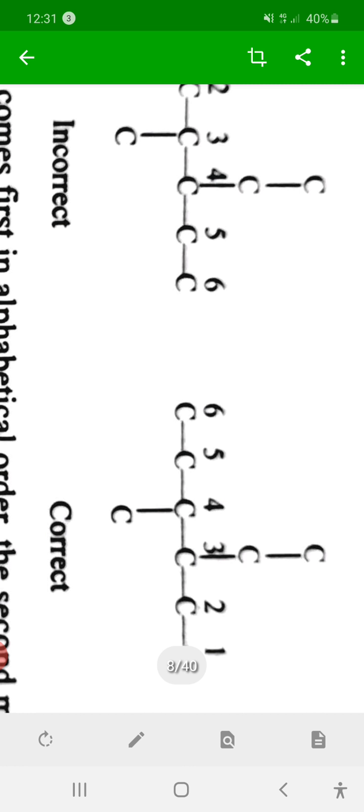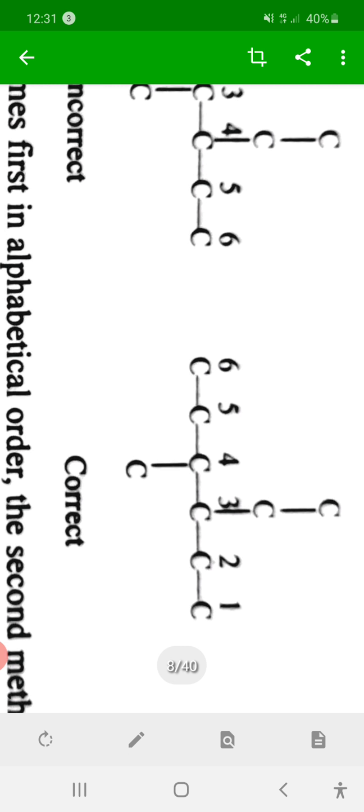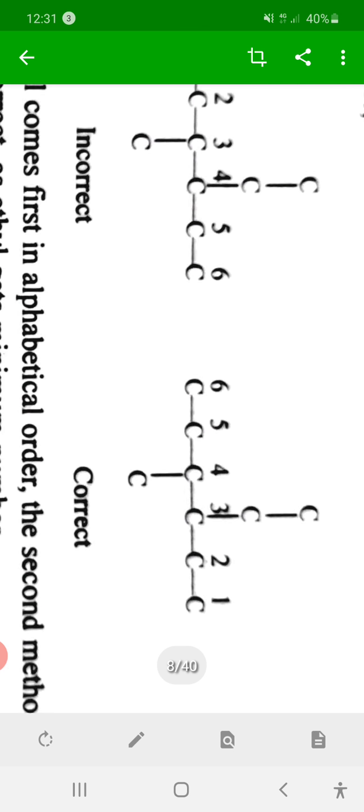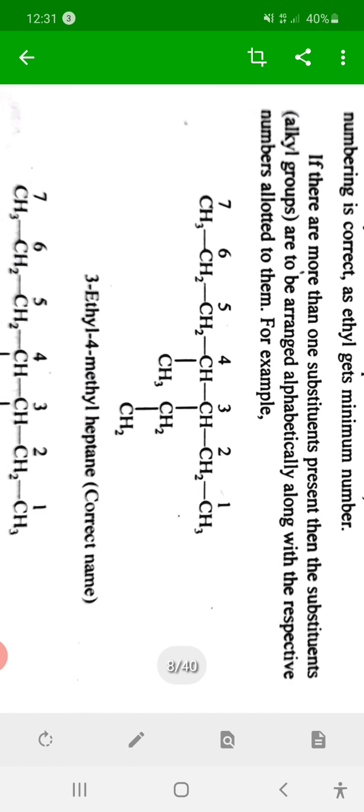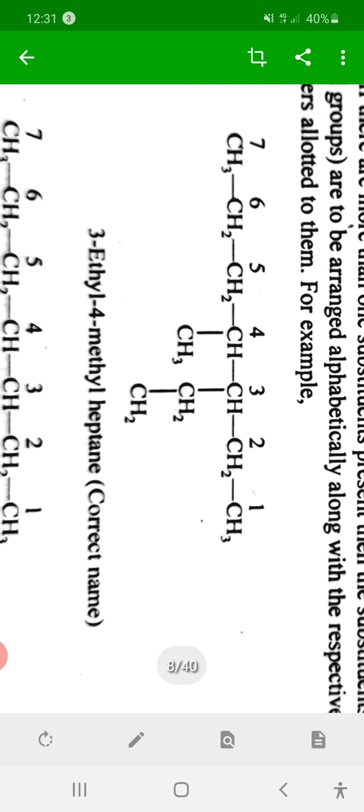Then here 4 digit on ethyl and 3 on methyl. Here 3 on ethyl. Therefore, alphabetically ethyl is first, and therefore in the second way ethyl possesses the lowest digit. Therefore, consider that way as the correct way. In this way, first we decide which numbering way is correct. Then from the total number of carbons in the straight chain, select the parent.